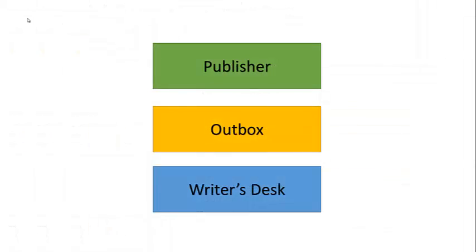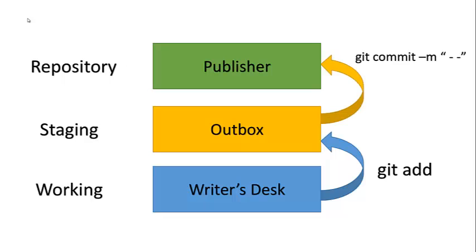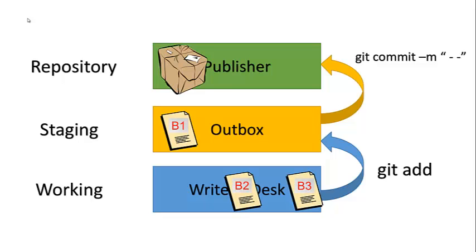Okay, so what did we just do? We have the publisher, the outbox, and the writer's desk, which we know now are the repository, the staging index, and the working directory. We still remember that an add, we add it to our mailbox, and we commit it to the publisher. So we already have a commit up there. Remember, we already committed book 1 to the publisher. The publisher has a copy of our original book 1. Down in our writer's desk, we have book 1, and we added that to the outbox because we modified it. Then we have book 2 and book 3.